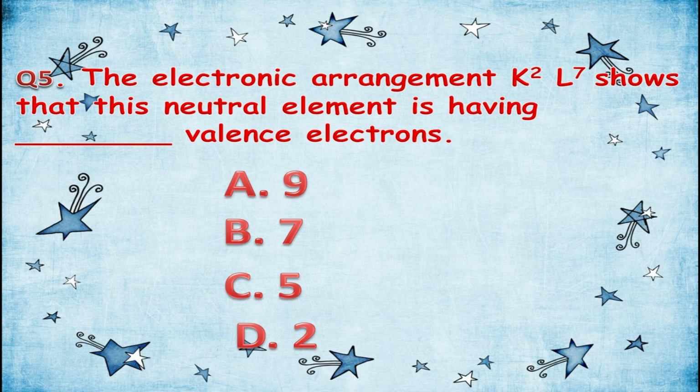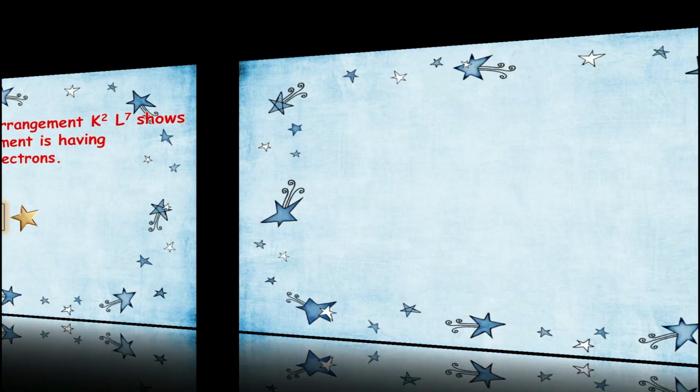Okay, time's up. The correct answer is option B, 7 valence electrons. You got 1 point for the correct answer. Keep counting your points. Let's do the next question.